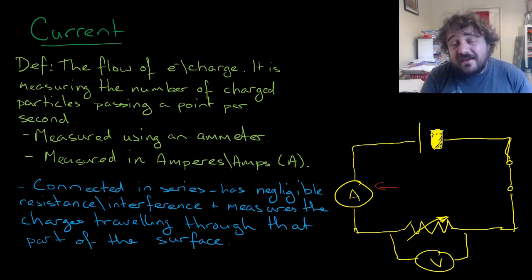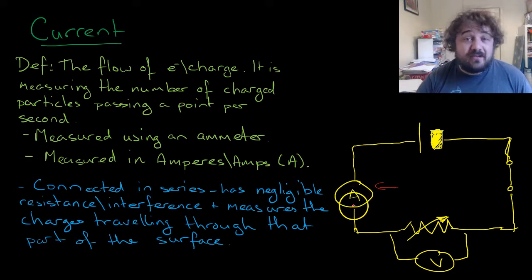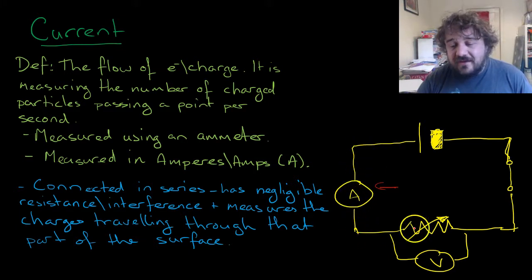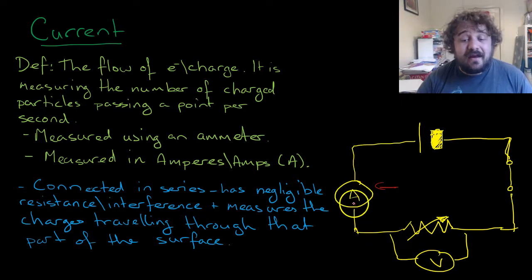It is connected in series, and this means the ammeter has negligible resistance, so it doesn't interfere with charges as they travel through it. Essentially it's a counter, and it counts the charge and converts that number, which is actually coulombs, into something called amperes or amps, which is what we use to measure. So it's connected in series, which means it is within the main circuit, and it just counts how many charges go past this point right here.